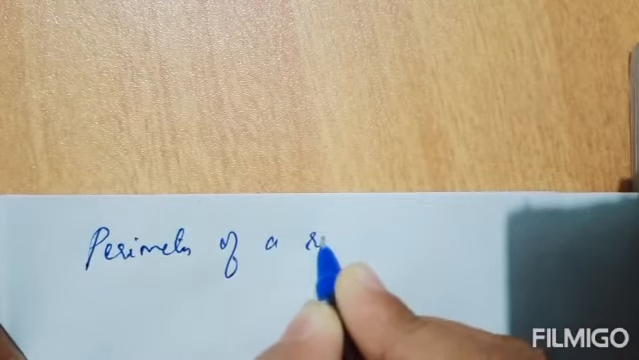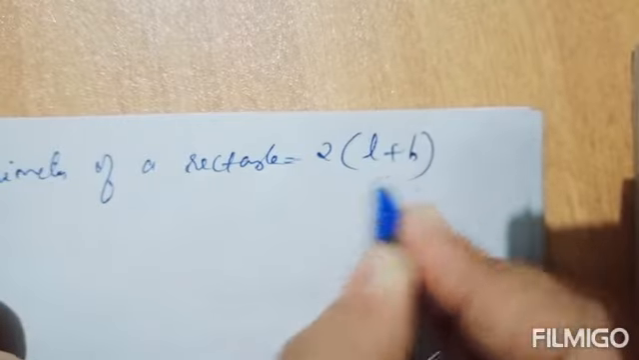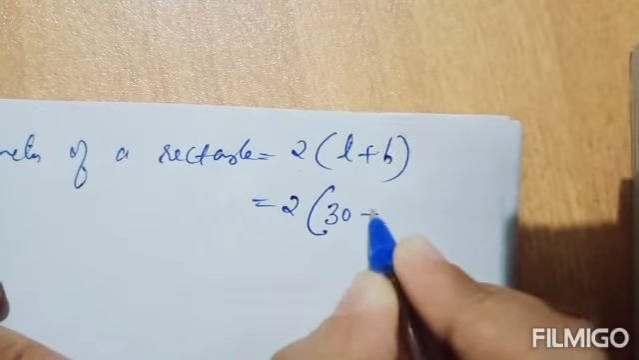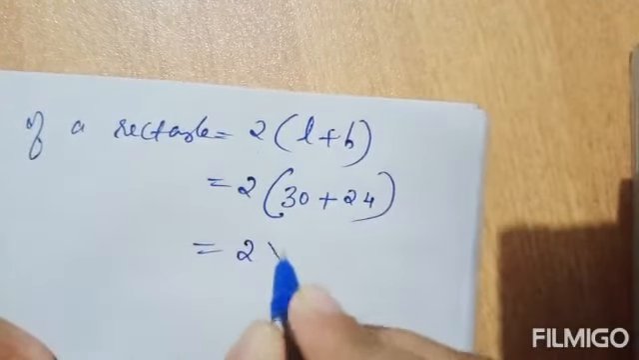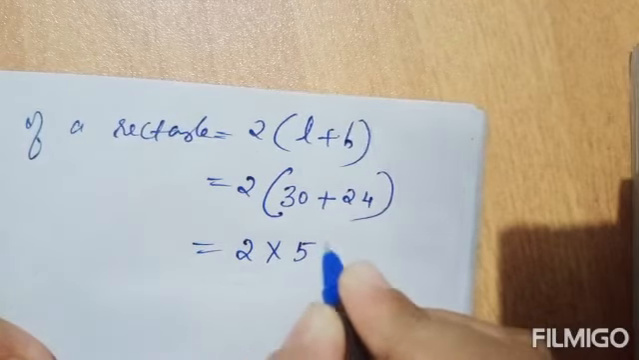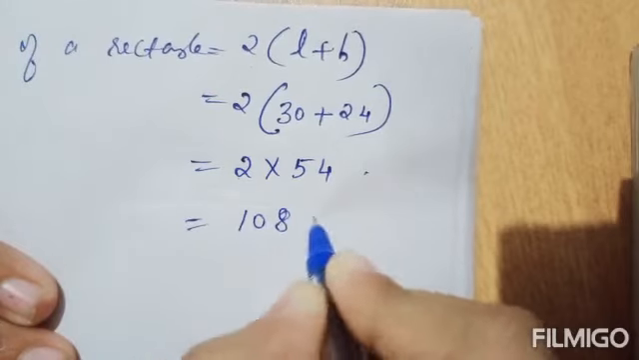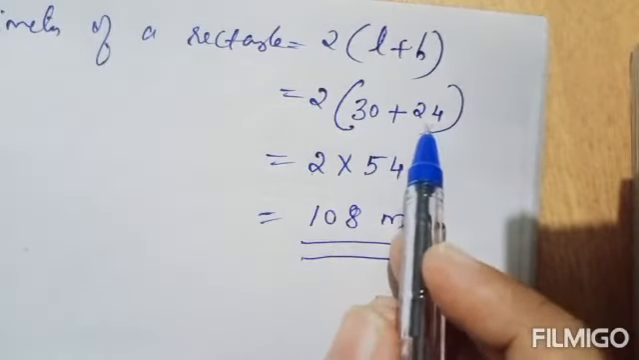So the perimeter of a rectangle, the formula is 2 into (L plus B). That is 2 into (30 plus 24). Now what is 30 plus 24? 2 into 54. So what will you get? It is 108 meter. This is the perimeter of the rectangle whose length is 30 meter and the breadth is 24 meter.